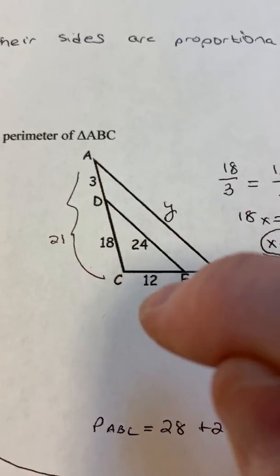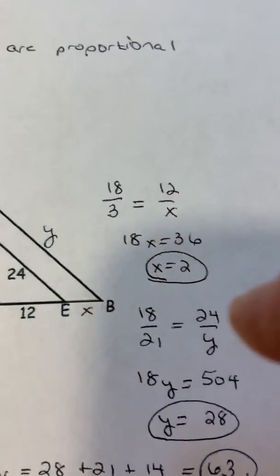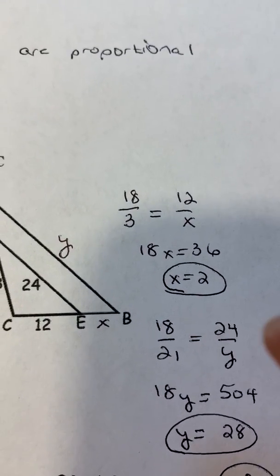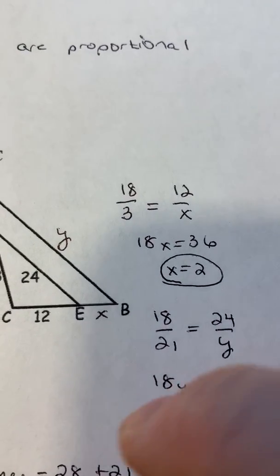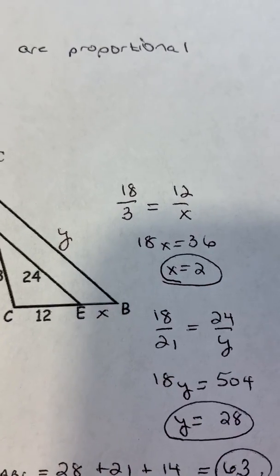18 is to 3 as 12 is to X. So there's that solution. 18 and 3, 12 and X. Cross multiply, divide, you get a simple 2. So that little thing right there is a 2.